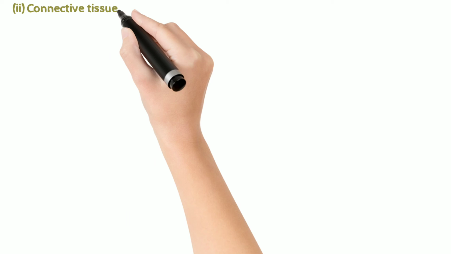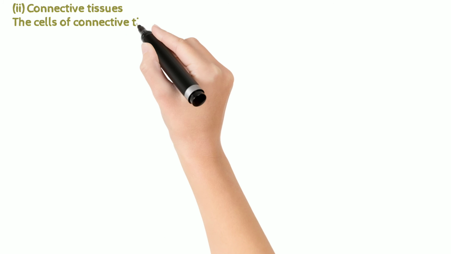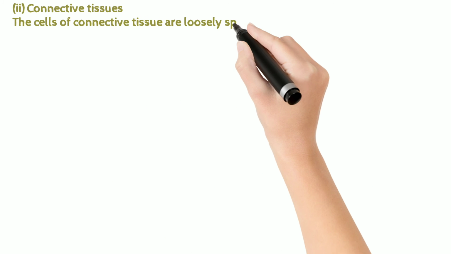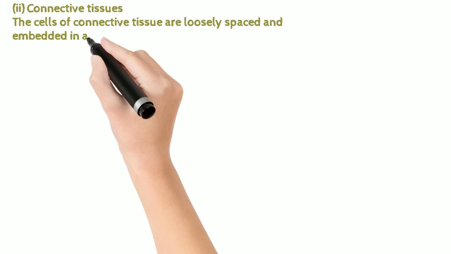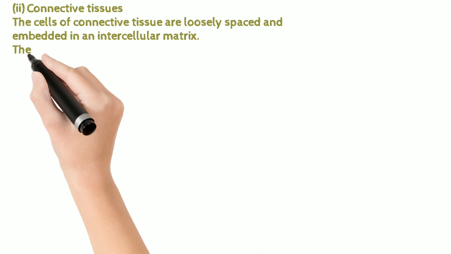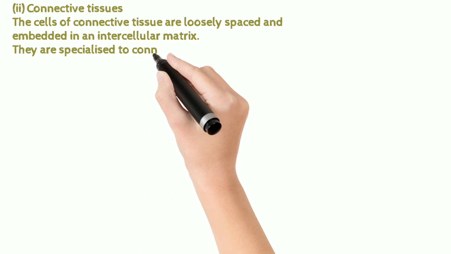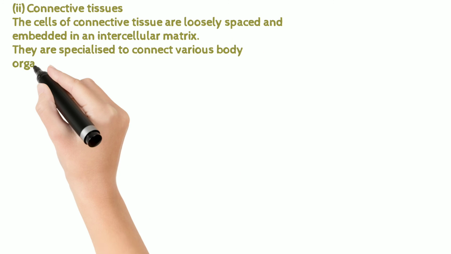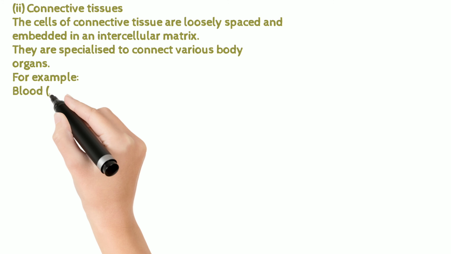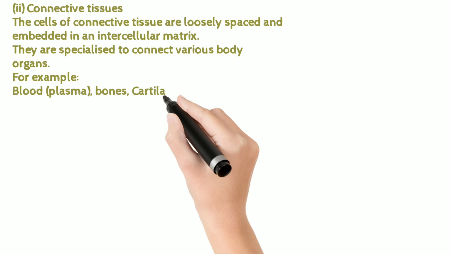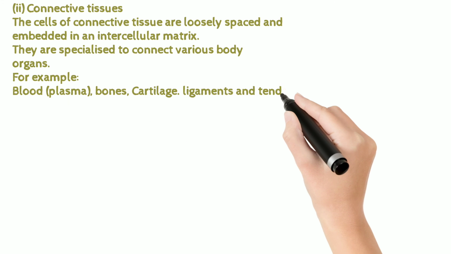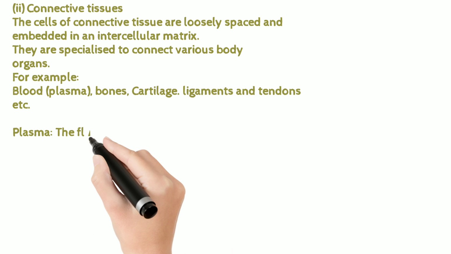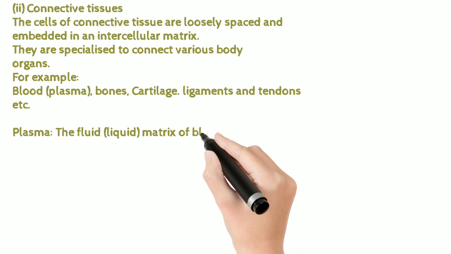Connective tissues. The cells of connective tissue are loosely spaced and embedded in an intercellular matrix. They are specialized to connect various body organs. For example, blood, plasma, bones, cartilage, ligaments and tendons, etc. Plasma, the liquid matrix of blood, is called plasma.